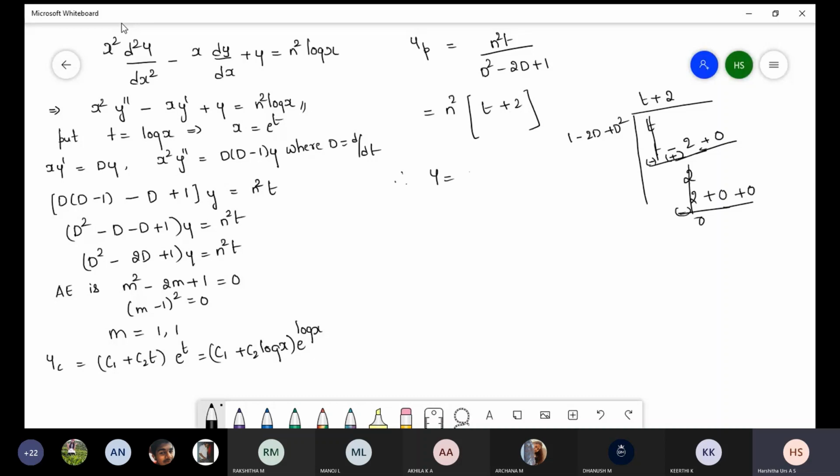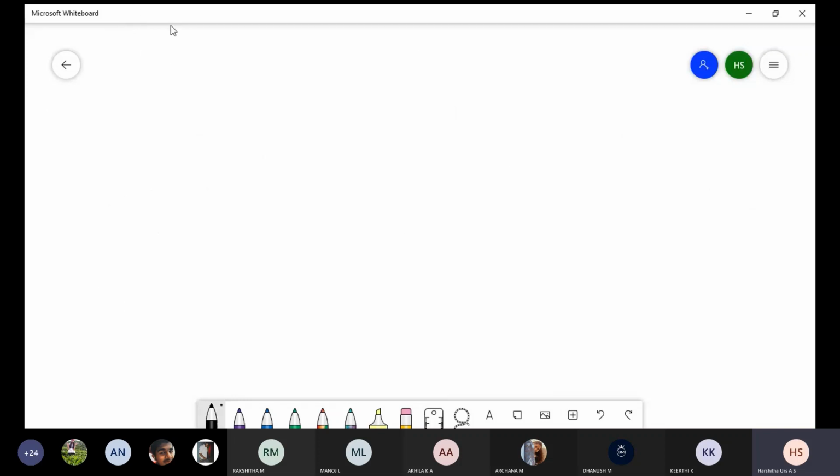Therefore y is equal to yc plus yp. So c1 plus c2 log x into e power log x, which is x, plus n square into t value, which is log x plus 2. This is the solution. Next problem: x square d square y divided by dx square plus x into dy by dx plus y is equal to sine of log x. Is this problem got over?